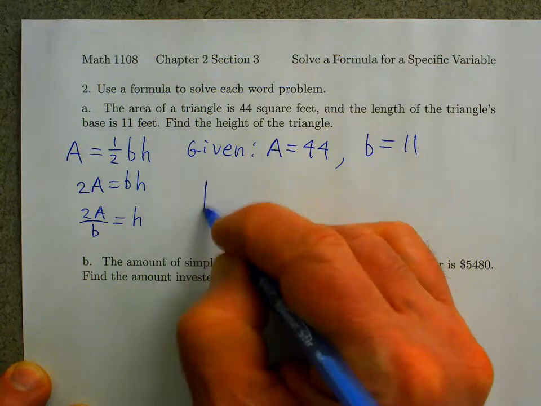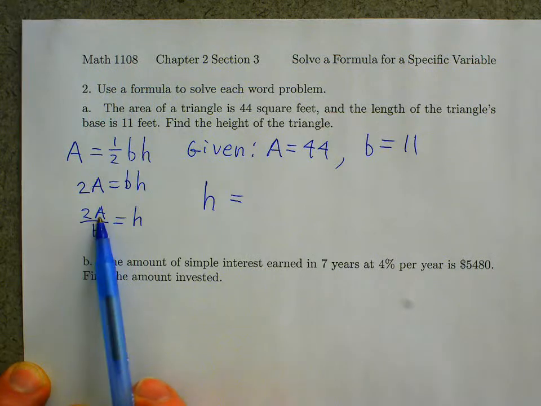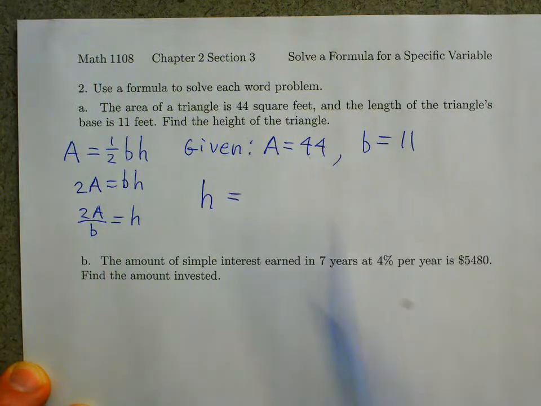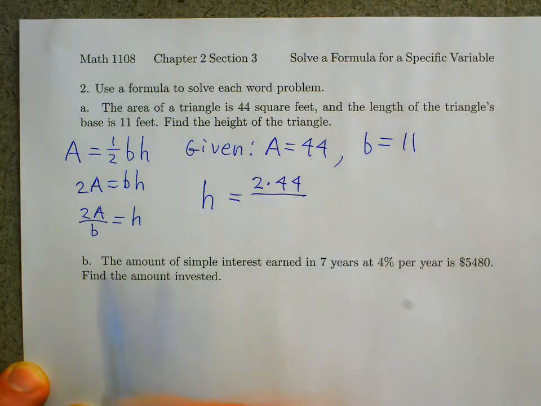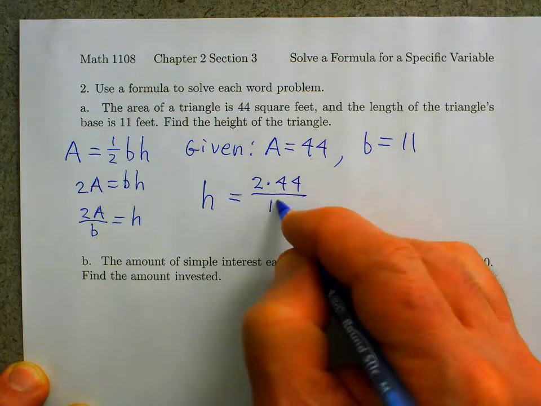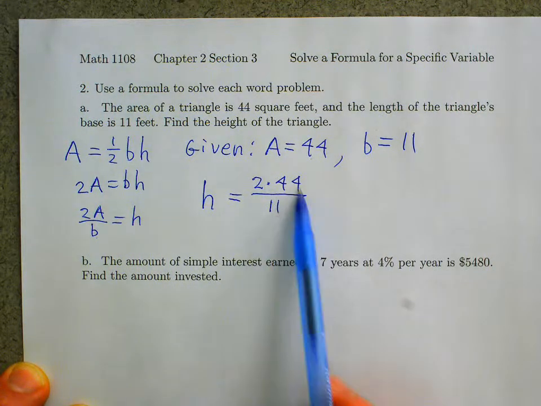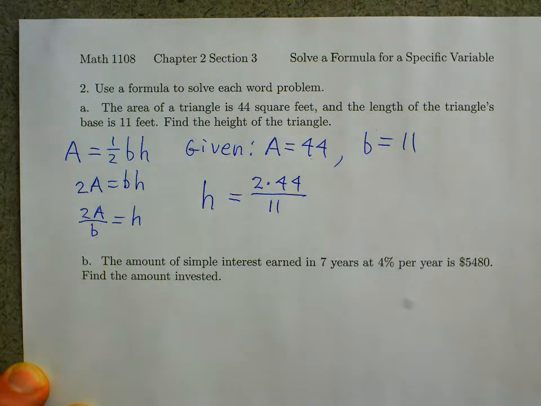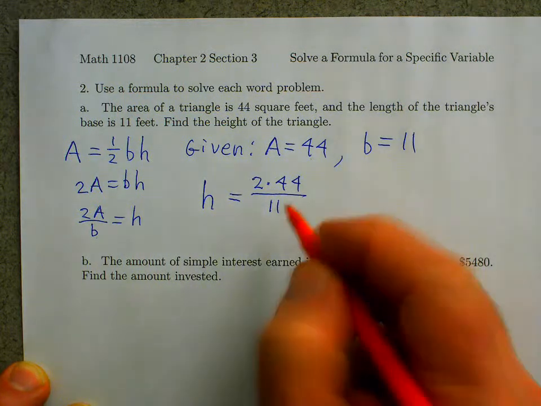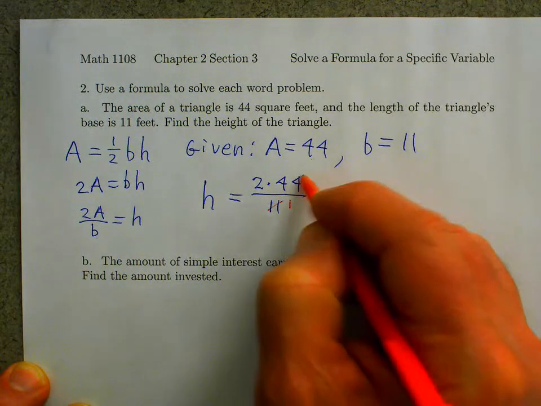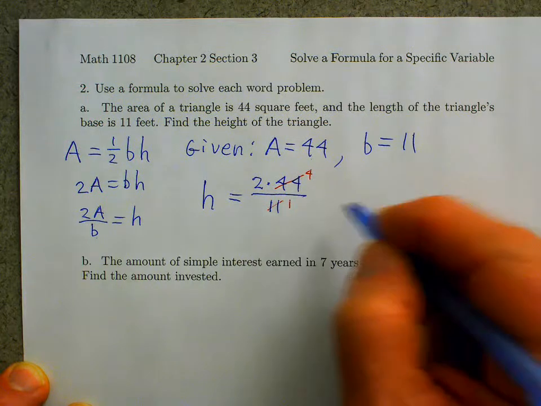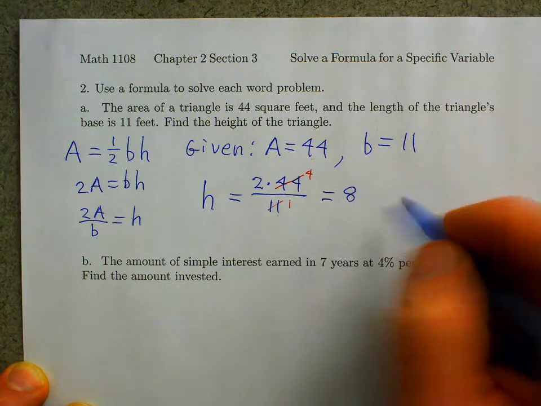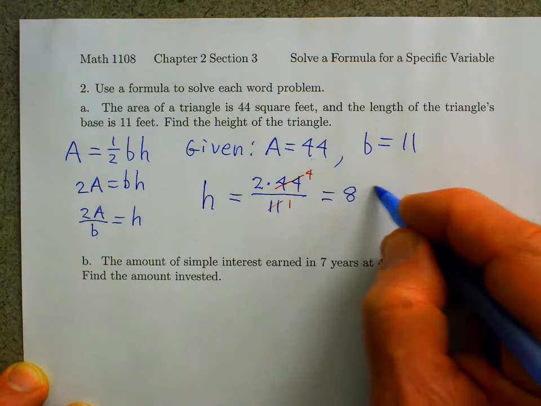And then we can replace capital A with 44. So in the numerator, we get 2 times 44. And in the denominator, we have 11. And we can see that 11 goes into 44 4 times exactly. So 11 goes into 11 once and into 44 4 times. And then 2 times 4 divided by 1 is 8. And now we can include the units. The height is 8 feet.